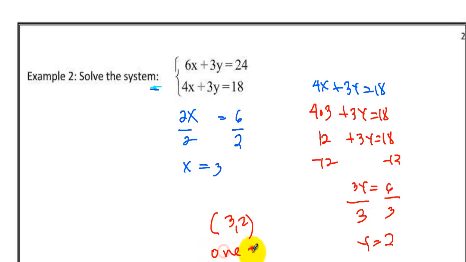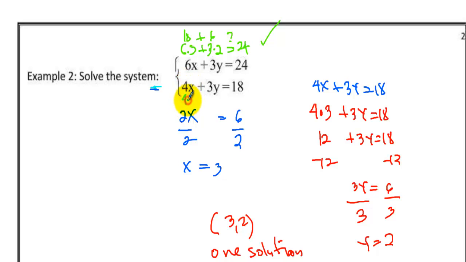Again, we have here one solution. So don't forget to verify your answer. So our x is equal to 3, so 6 times 3. y is equal to 2. This is equal to 24. This is 18 plus 6. 18 plus 6 is equal to 24. So that's correct. Let's verify the second equation.